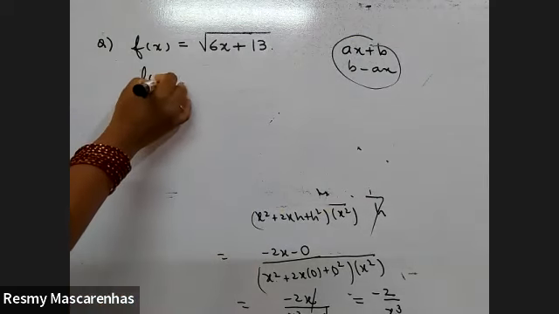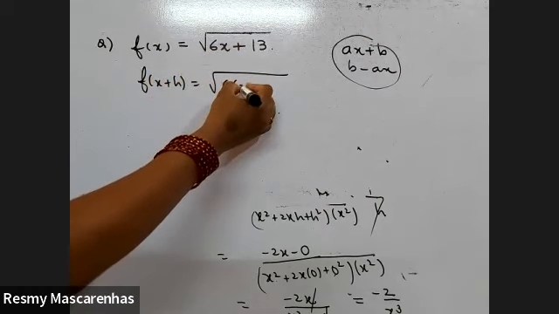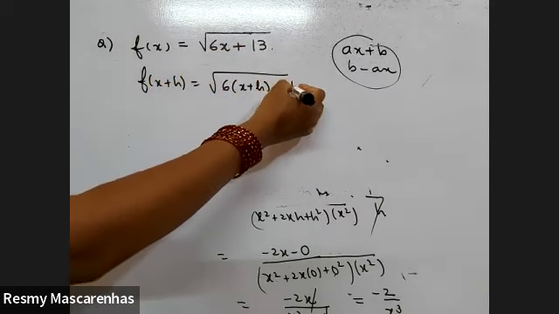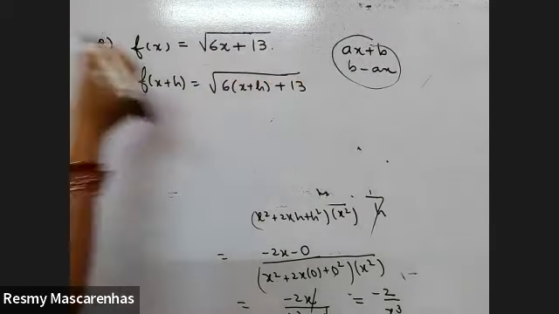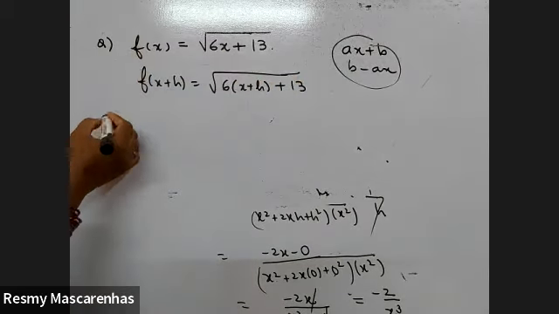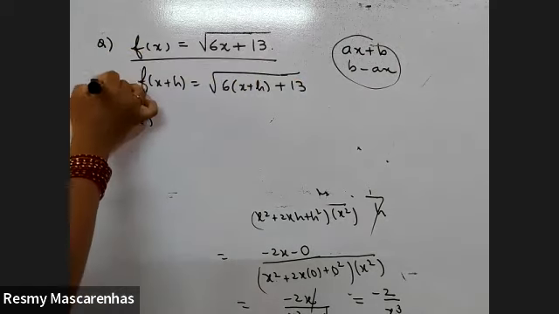So next is f of x plus h we have to calculate. Wherever there is x, I have to replace it by x plus h. Use a bracket. So f of x I got, f of x plus h also. This is the question given, and this is the solution.